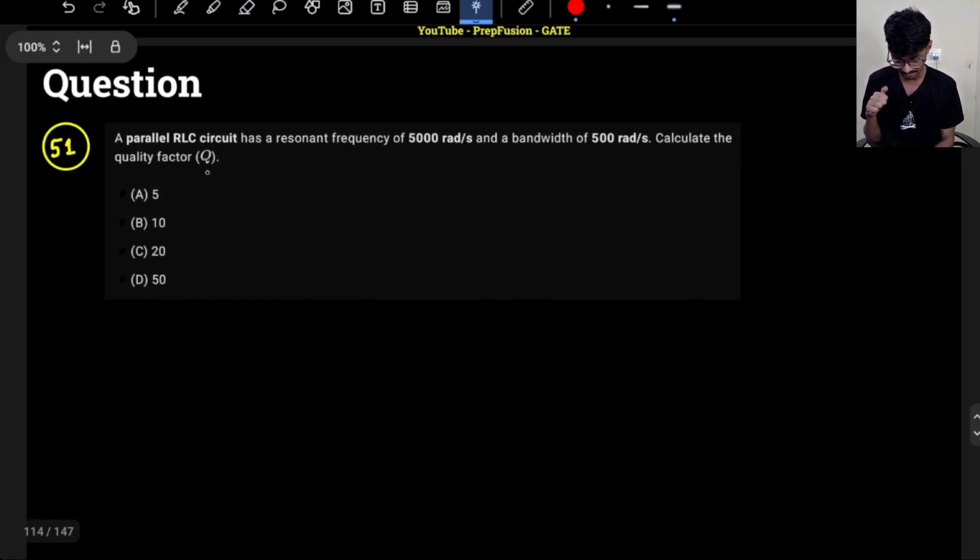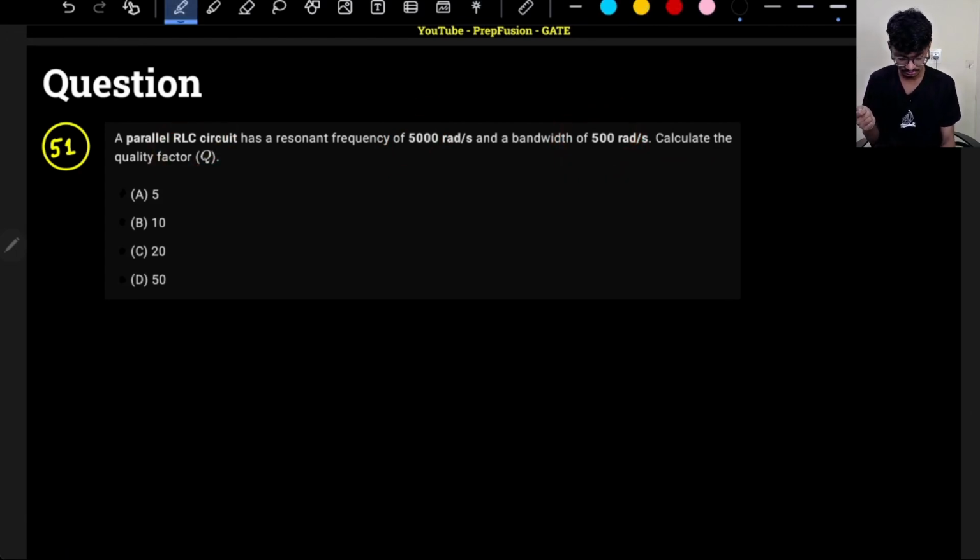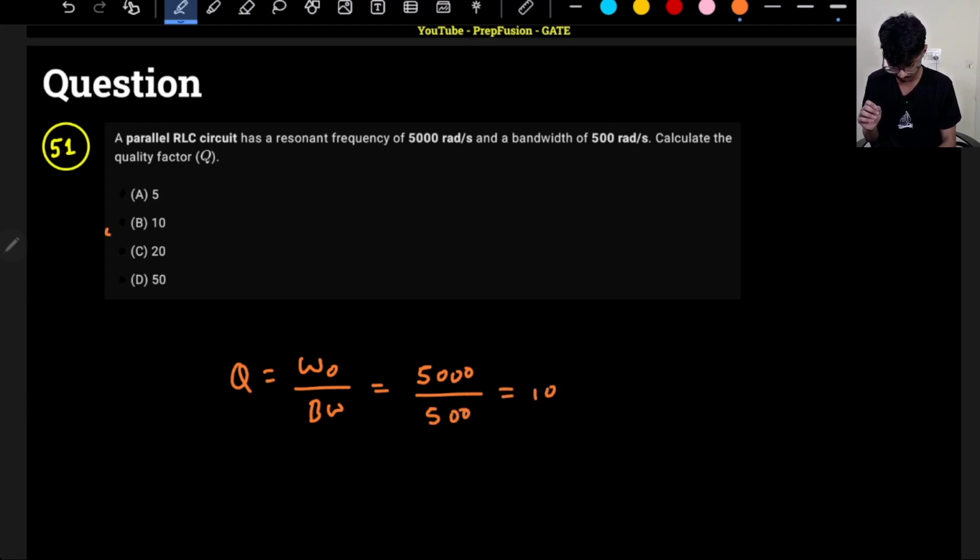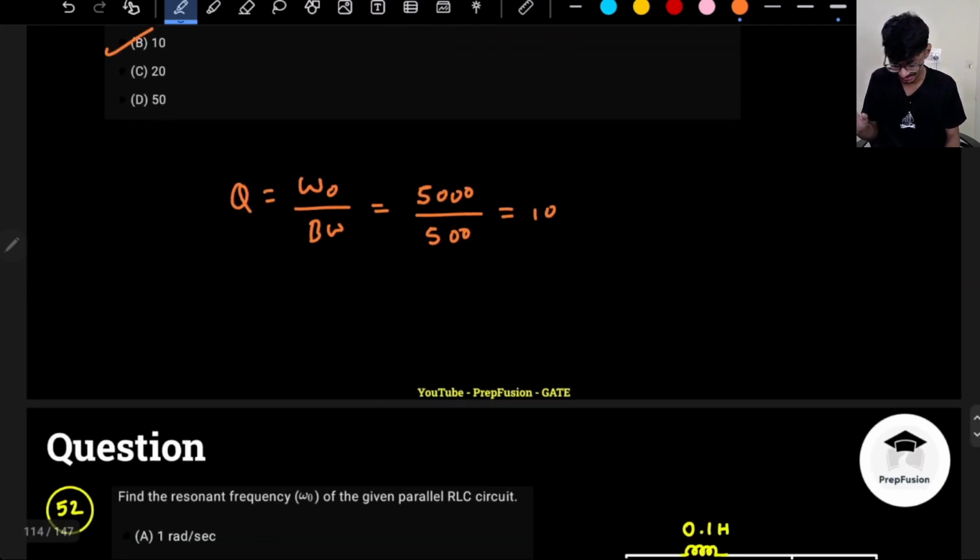A parallel RLC circuit has resonant frequency 5000 radian per second and bandwidth 500 radian per second. Calculate the quality factor. So what is quality factor? Simple formula, right? Quality factor is simply equal to omega naught, the resonant frequency, divided by bandwidth. This is a standard formula based question. So resonant frequency is 5000 and bandwidth is 500, so it will be 10. So 10 will be your answer for this particular question, nothing fancy.